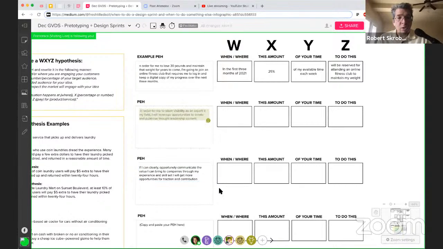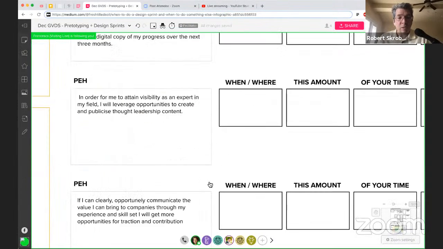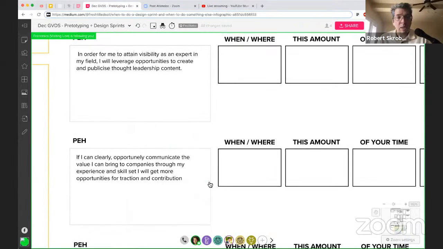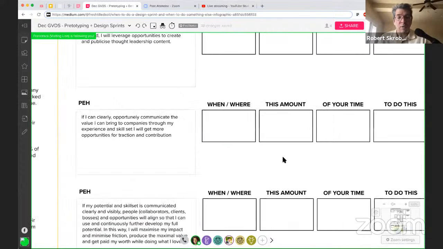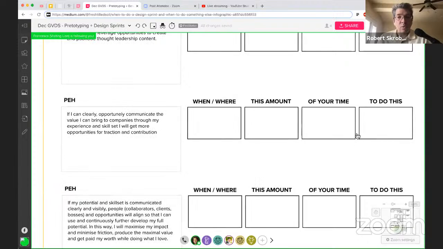So when I see this particular one, if I can clearly communicate the value I bring, opportunities. You're going to think about how this engagement process would work if you were going to test it. So start with to do this. The whole phrase is when and where you're going to do this, and this amount of your time is going to be spent to do this. I'll just put to do this.